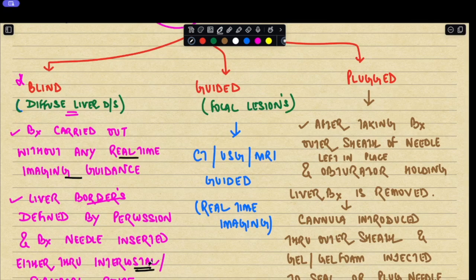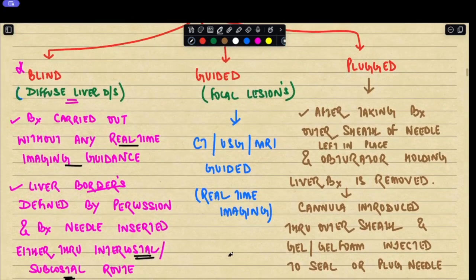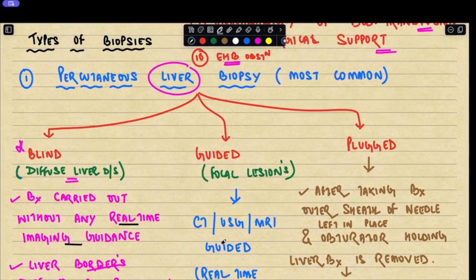You have to do it below the ribs. If the liver is not that much enlarged, then the subcostal route has to be taken. Usually it is done between the 9th and 10th intercostal space in the right mid axillary line. Usually this is the site of carrying out the liver biopsy. This is the blind percutaneous liver biopsy.